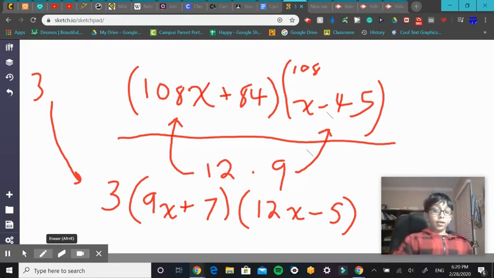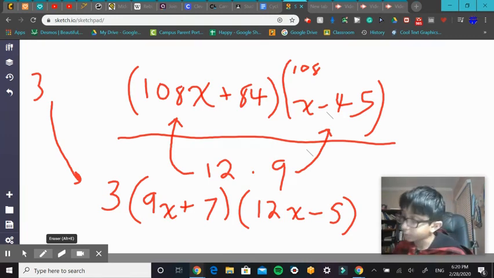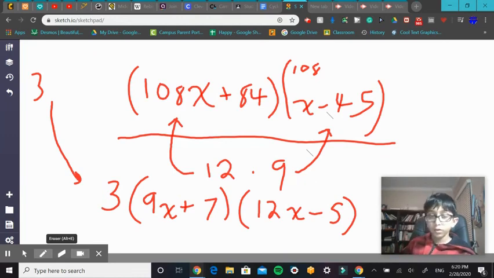Now, I'm going to quickly check this by using my calculator. 12 times 9 is 108x squared, which is good. And the next part of it should be 39x. So 7 times 12, 84. 9 times 5, 45. 84 minus 45 should be 39. Yes, so far we're doing good. And then 7 times 5 is negative 35. And then, of course, if we take that expression and multiply it by 3, we get our original expression.